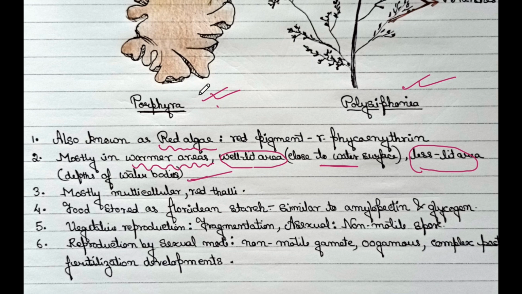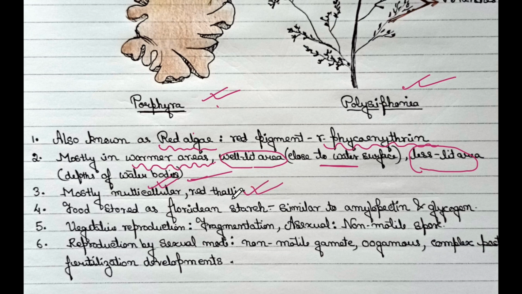So what are the points of Rhodophyceae? It is also known as red algae. And why is it known as red algae? Because of the presence of phycoerythrin. This is a pigment which is hugely abundant in red algae. Okay? So why is it known as red algae? Because it has a red pigment, phycoerythrin. And where is it present? It is generally present in warmer areas, but it can be present in well-lit areas as well as less lit areas. These are mostly multicellular and they will have red thalli.